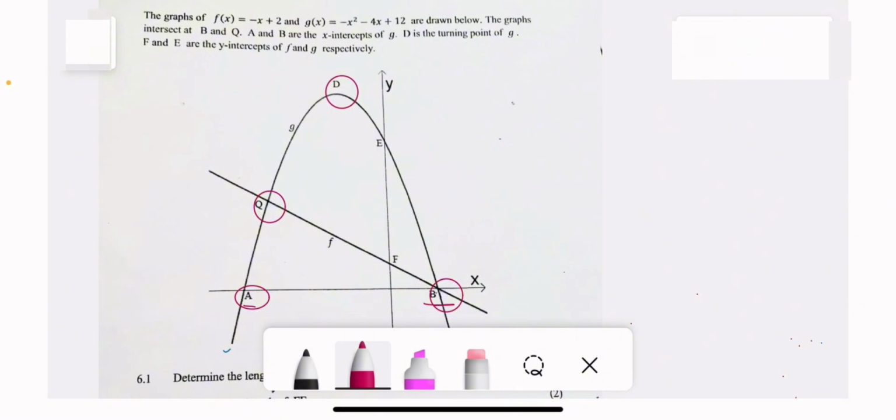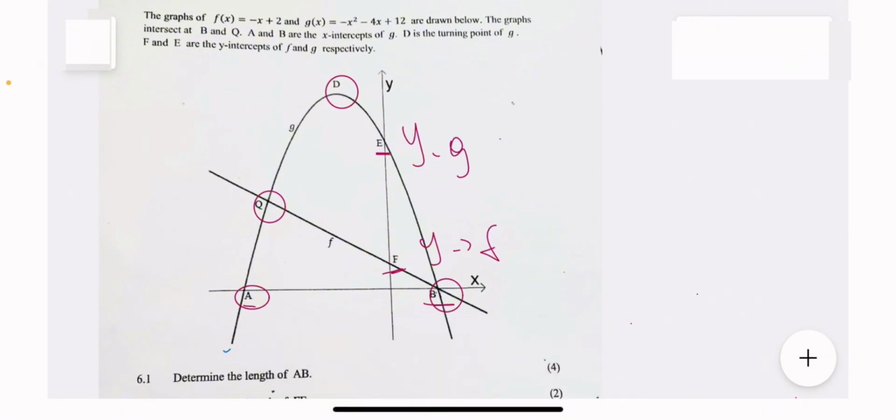F and E are y-intercepts of f and g respectively. Here is E, the y-intercept of the g graph. Here is F, the y-intercept of f, the straight line graph. Now that we have all the given information, we can move to the questions.